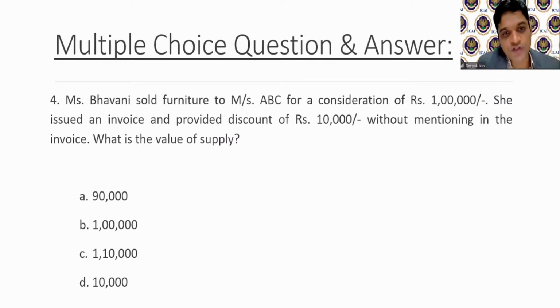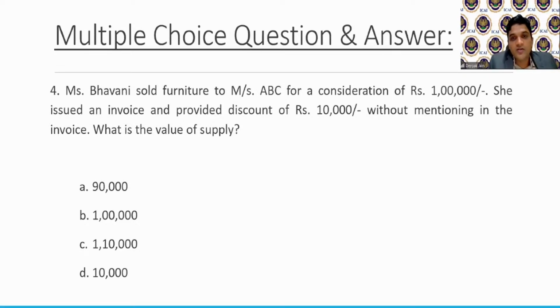Yeah, there is some confusion here. Few people are still saying it is B because the value is 1 lakh rupees. And few people are saying it is A because it is a discount of 10,000 rupees. But what is the important condition for discount? Discount should be mentioned in the invoice.